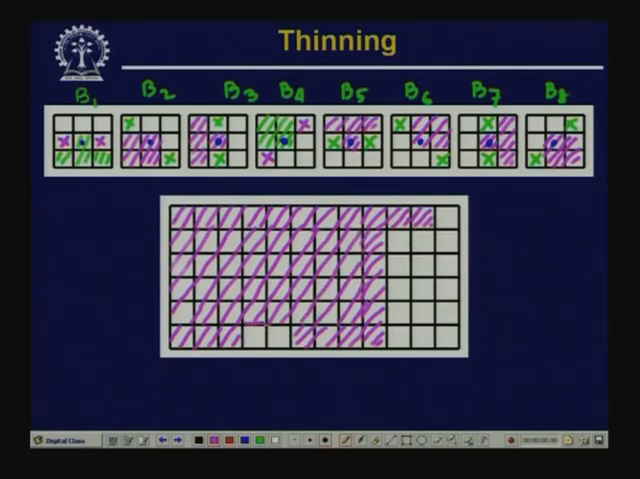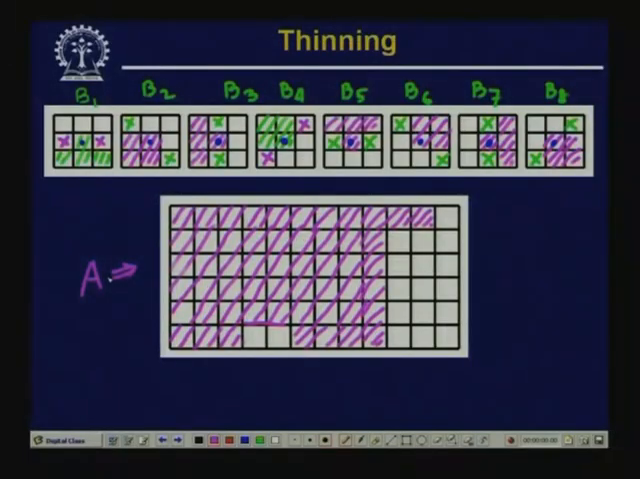Consider this particular binary image, which is to be thinned with this set of structuring elements. This binary image is our given set A. The way we have defined the thinning operation is that first we thin this point set A with the structuring element B1. Whatever output we get, we thin with the structuring element B2. That output has to be thinned with structuring element B3, and this will continue up to the structuring element B8, and this completes one pass.